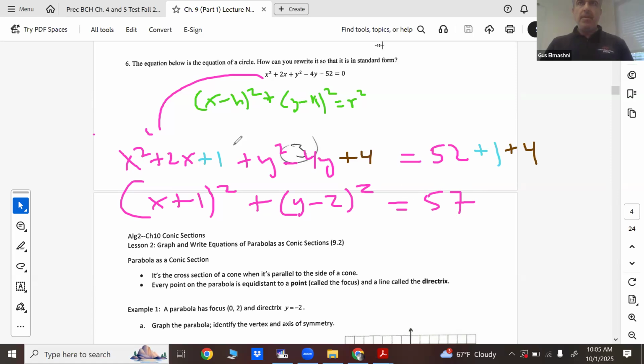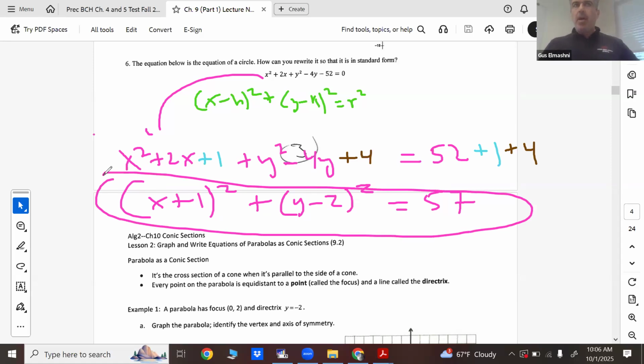Can you say again how we got 1 and 4? You take half of this and square it. That's all I did. But remember, whatever you add to one side, you have to add to the other side to keep it balanced. And then that's it. So your center is at -1, 2, and your radius is root 57, some weird number.